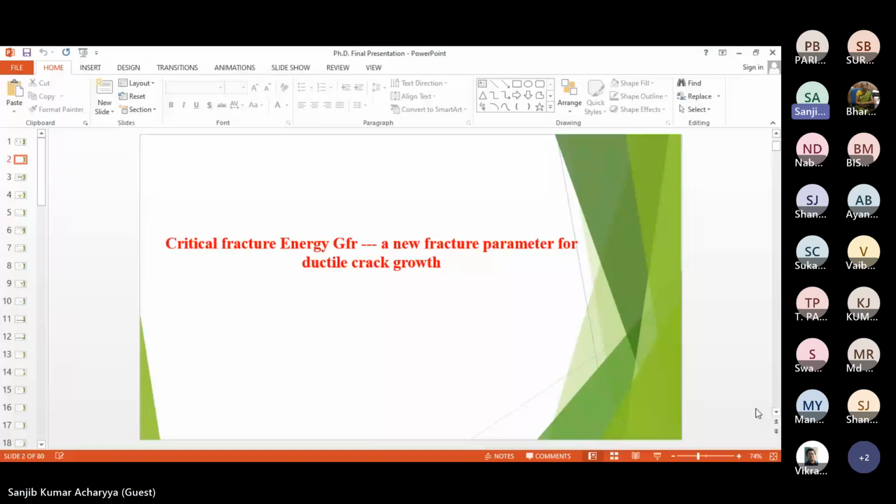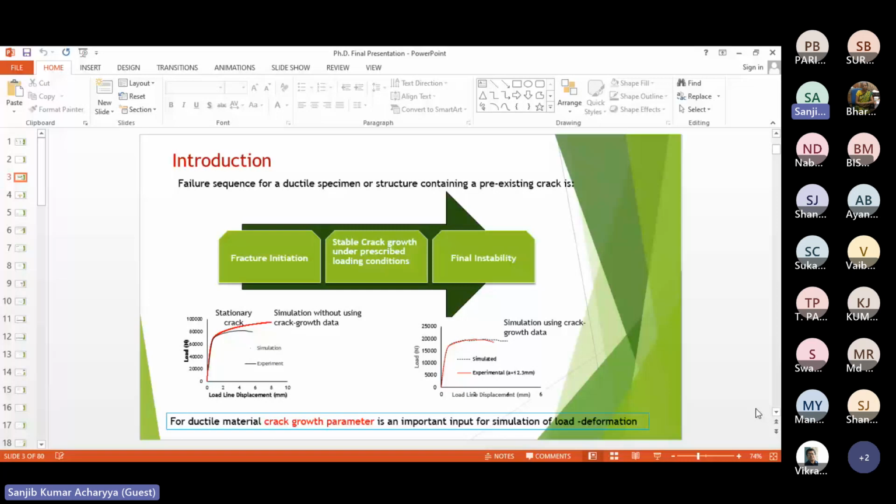We know that for ductile material, the deformation phenomena, having a crack or any discontinuity within the member, requires us to model the stable crack growth, because before failure, a huge amount of stable crack growth occurs. So while modeling or simulating the deformation behavior of ductile material, either at specimen level or component level, what we are facing is this: if we look at this diagram, we have simulated the load versus LLD curve, or load line displacement curve. If we give only elastoplastic material property as input without any crack growth data, then the simulated curve will take the shape of this red color. But the actual experimental curve is represented by this black.